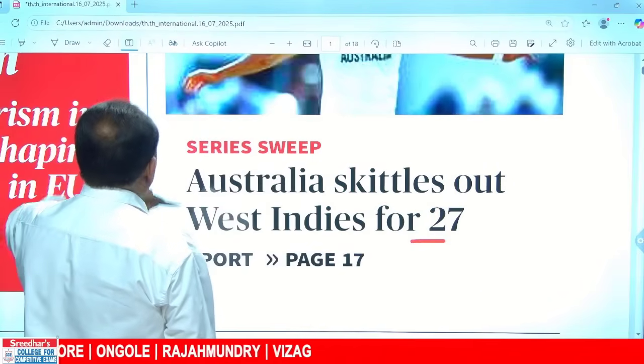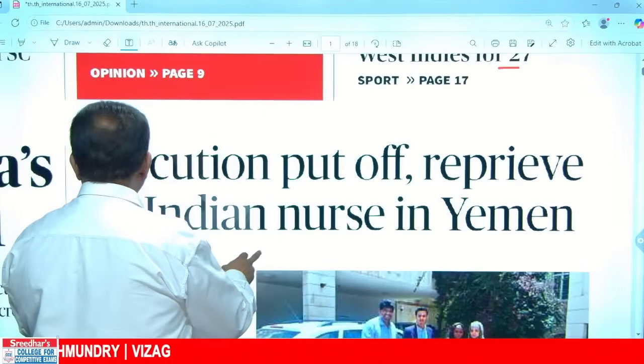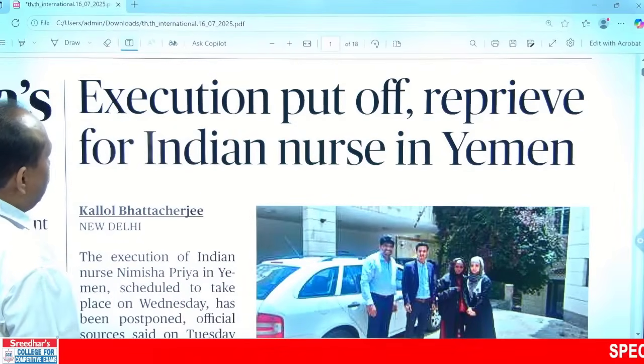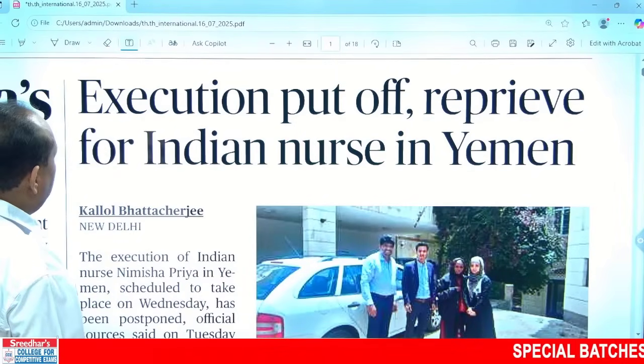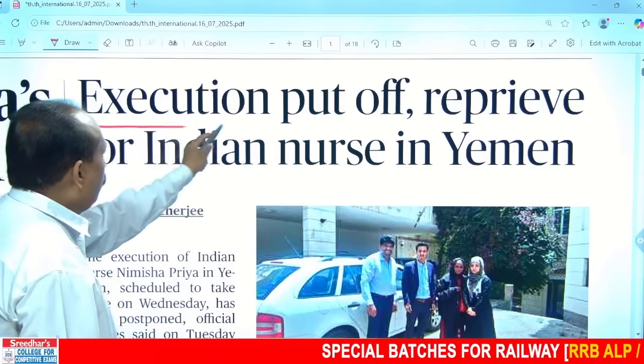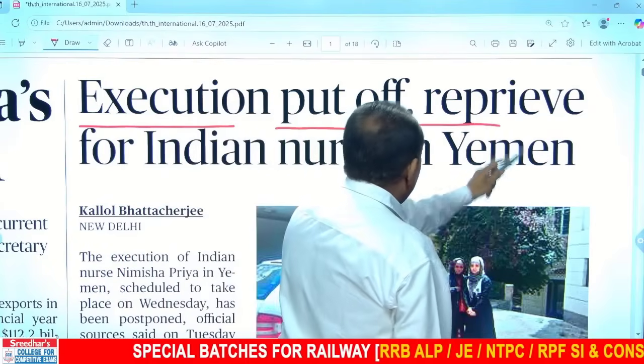Let us go to the main headline of today's Hindu. Here we have an important headline, execution put off, reprieve for Indian nurse in Yemen. Execution, one important word, put off, an important phrasal verb, reprieve, an important word.